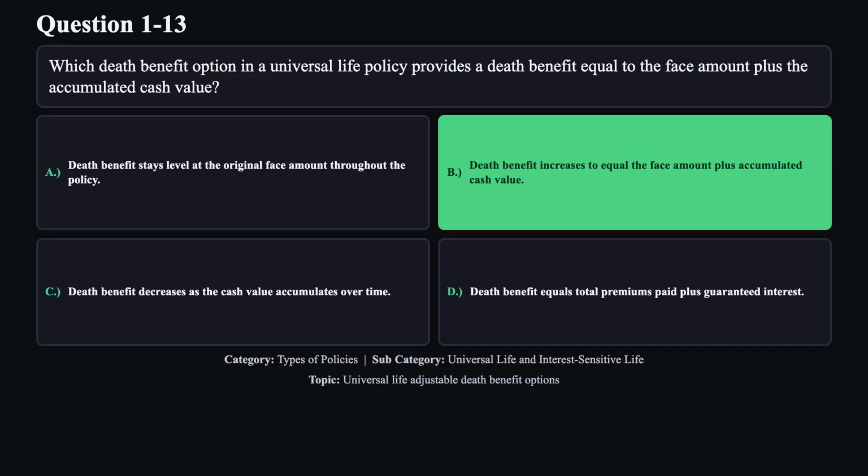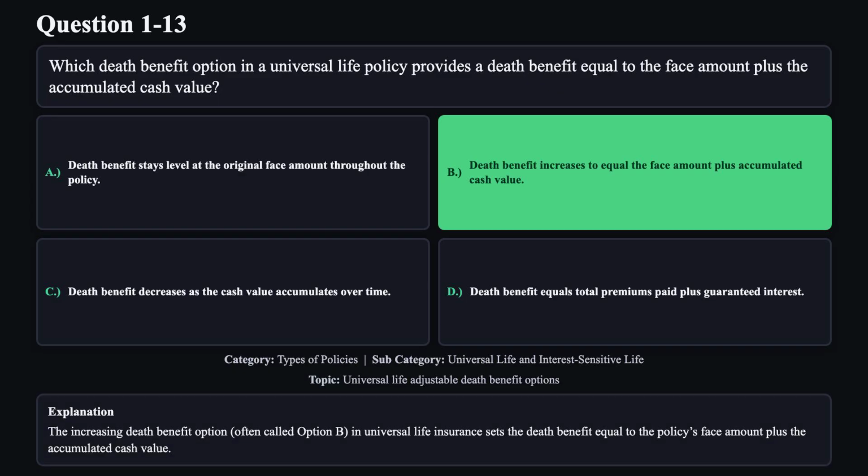The correct answer is B. The increasing death benefit option, often called Option B, in universal life insurance, sets the death benefit equal to the policy's face amount plus the accumulated cash value.